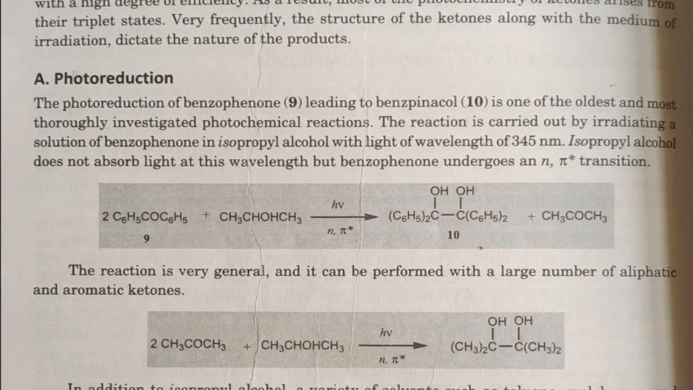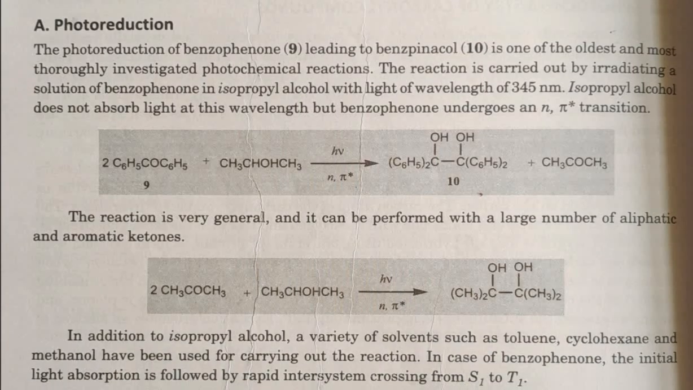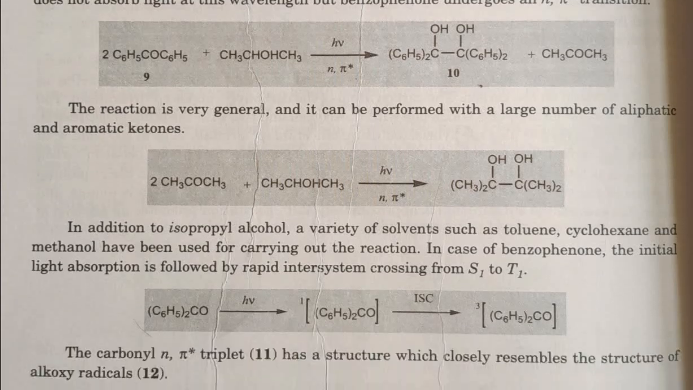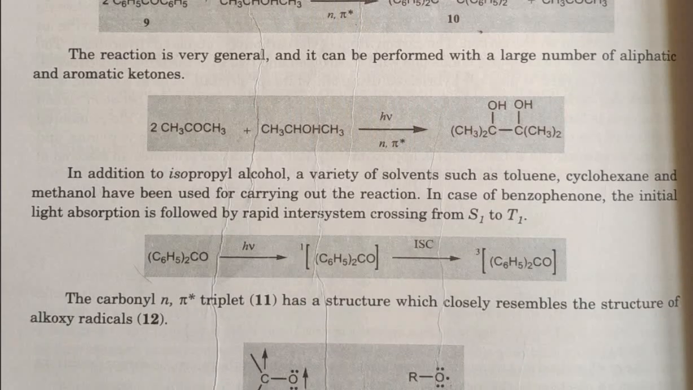So photoreduction of carbonyl. You have benzophenone, you have alcohol. It gives this product under n to pi star transition by removal of acetone. Acetone. So diol formation. You can see CH3COCH3 and CH3CHOH-CH3. It gives a combined product through the n to pi star transitions.